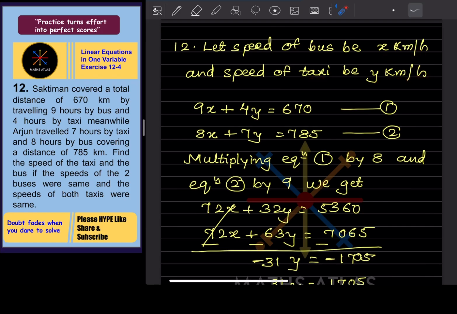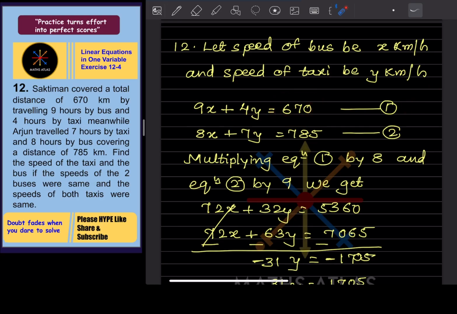So it says 9 hours by bus, so 9x, plus 4 hours by taxi means that is going to be 4y, and the distance covered is 670, which is equation number 1.